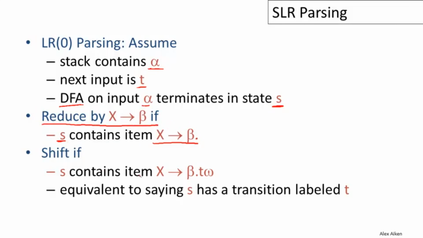The other possible move is a shift. If we wind up in a state where x goes to beta dot t and then some other stuff is a valid item, what does that say? That says that it would be okay at this point to add a t to the stack, and if t is our input, well, then we should do a shift move.